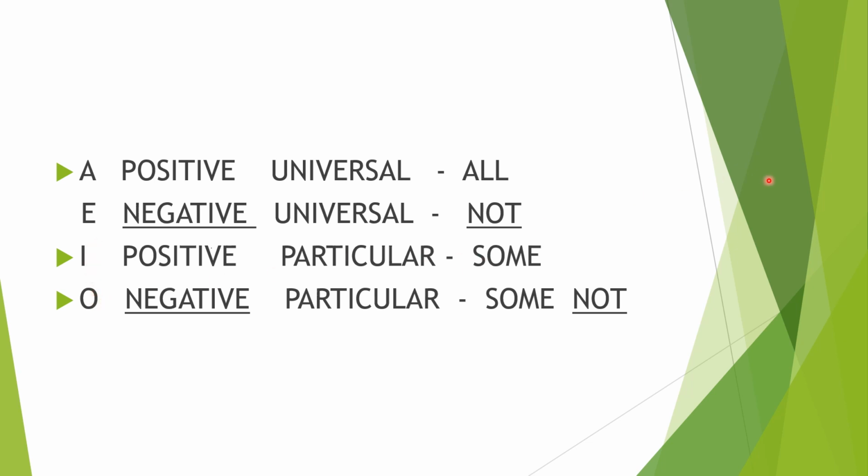So you have an idea about the sentences. All is represented as A, no is represented as E, some is represented as I, and some not is represented as O. And how they are used in the system of the square of opposition is that all is considered positive universal, no is considered negative universal, some is considered positive particular, and some not is considered negative particular.